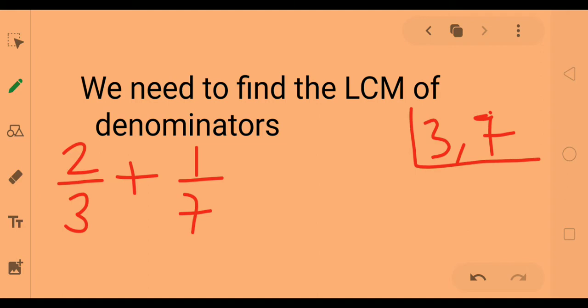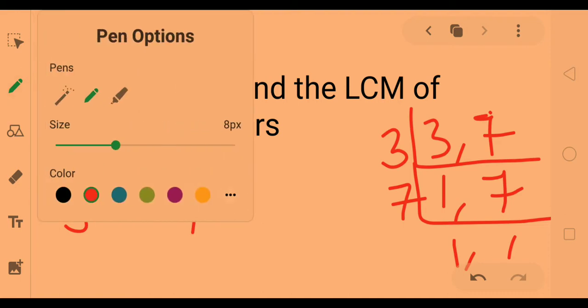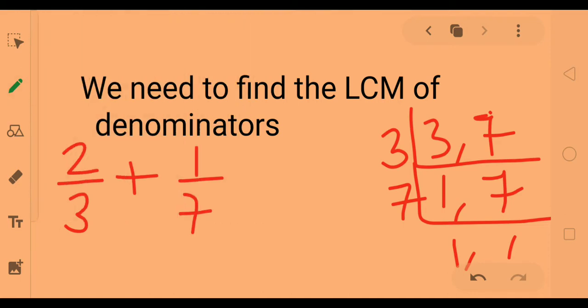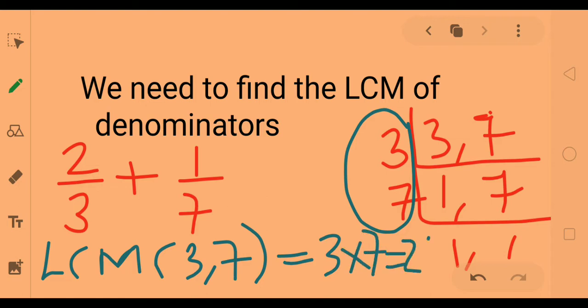We go for the long division method. 3 is the first factor, so 3 in 3 one time. 7 is not divisible, we write 7 as it is. Then we take 7 as the divisor, one time 1. So now we will multiply the prime factors. The product of the divisors is the LCM. Therefore LCM of 3 and 7 is equal to 3 into 7, which is nothing but 21.